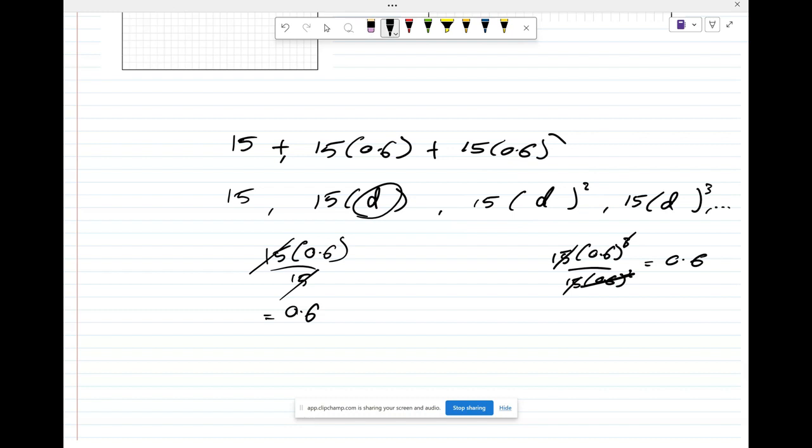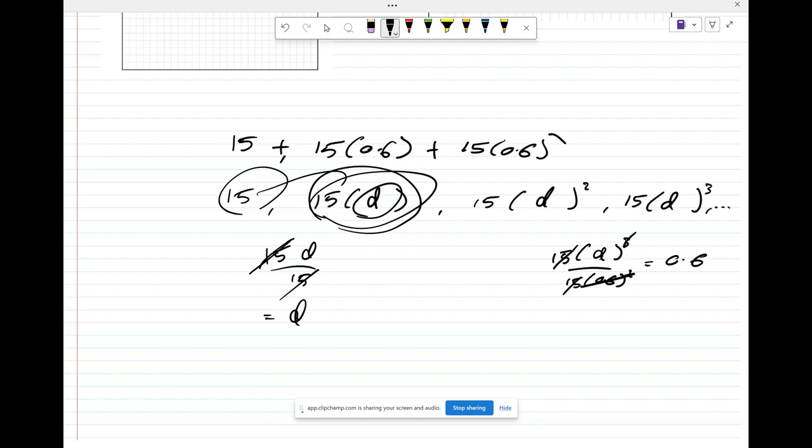One thing we could do is say that this would be D and this would be D. That would mean the 15s would cancel, this would be D. One thing we can do is find the ratio that we're multiplying by. So take this term divided by this term, we'll get D. And take this term divided by this term, we'll also get D. But we know that these are equal to each other as well.